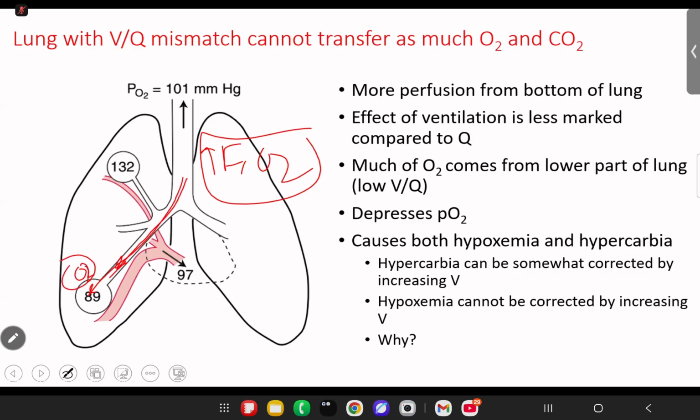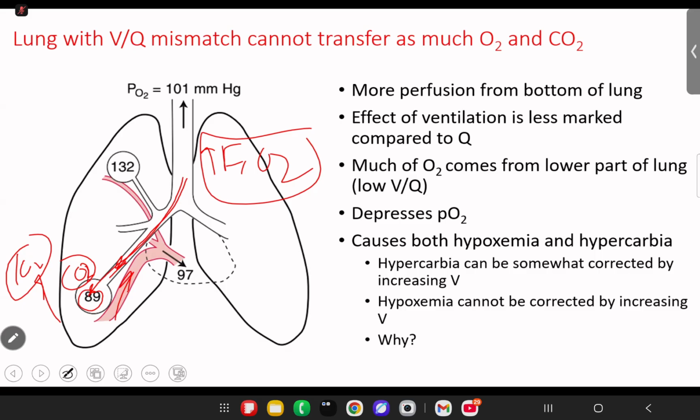the bottom part of the lung. It will go from 89 to maybe 100, something like that. So you can increase the saturation of this blood coming from the bottom part by giving FiO2, high oxygen.